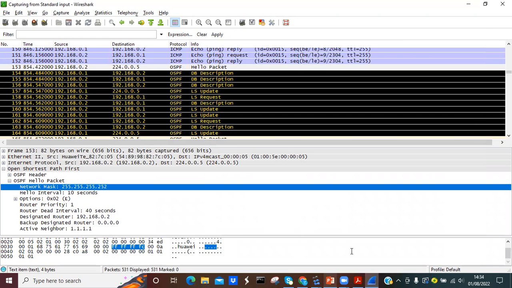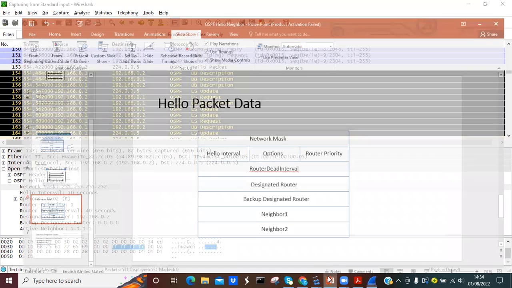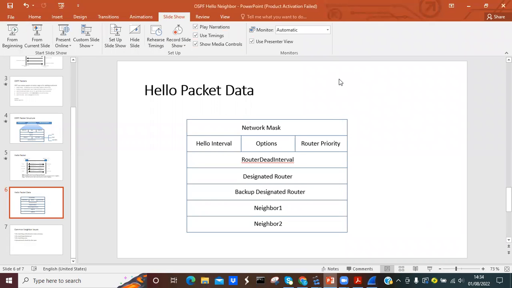So what I want us to look at is, why do we need to learn that? It's because some of these items must match, like the network mask. The network mask on both sides of the interface must match. If it's not matching, you'll get a neighbor error. The hello interval should match. If they're not matching on the two routers, you'll get an error. The router dead interval should be the same.